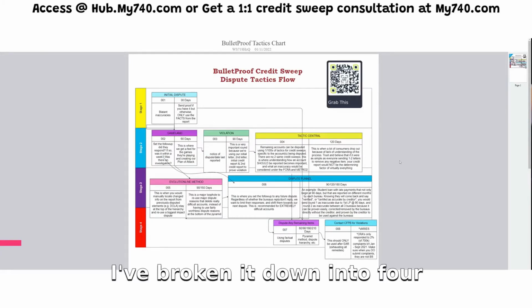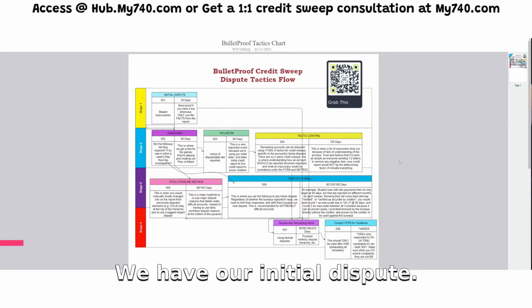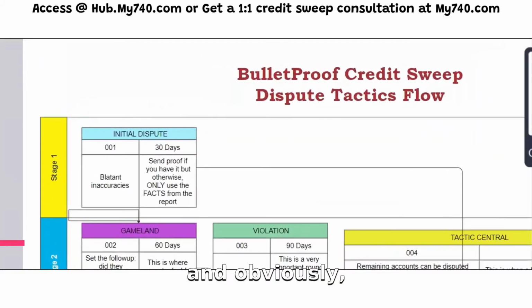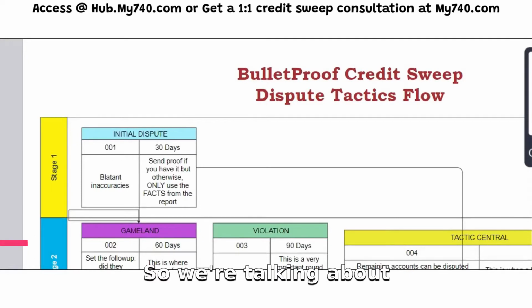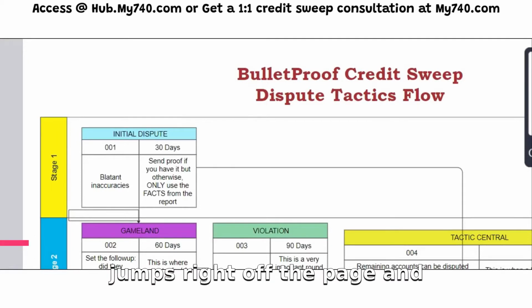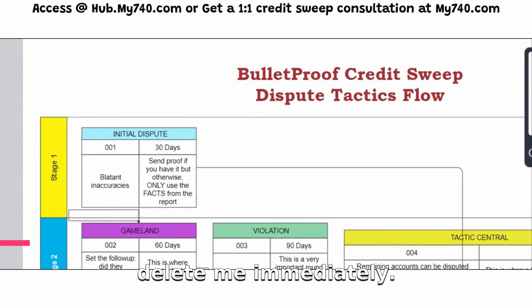So let's get to this. I've broken it down into 4 stages, right? We have our initial dispute, okay? And obviously with factual-based disputes, we're going after our blatant inaccuracies, right? So we're talking about different balances, different dates, things that jump right off the page and say, delete me immediately.